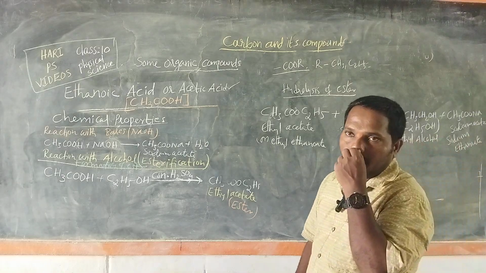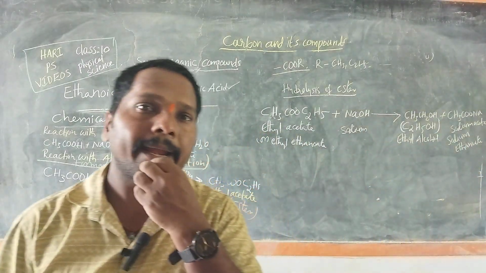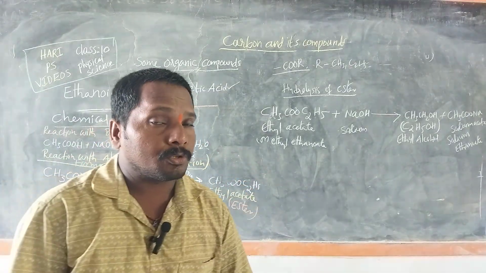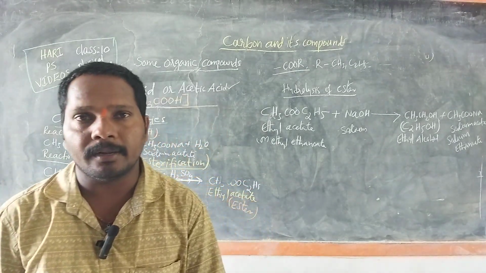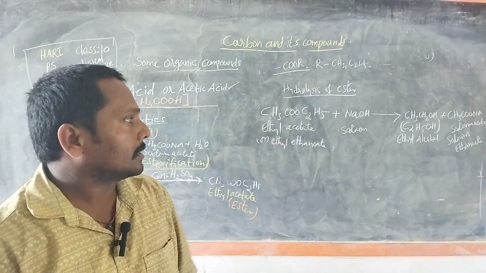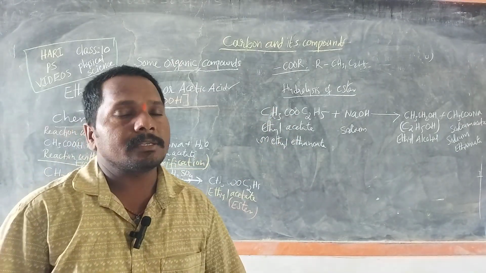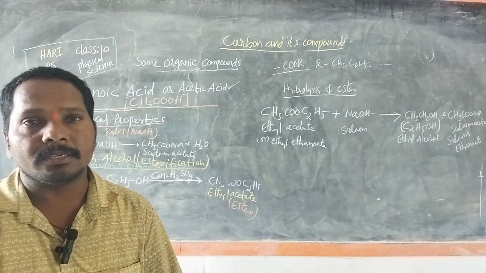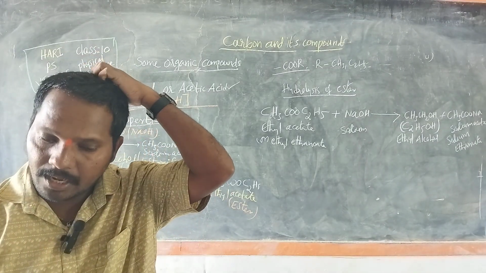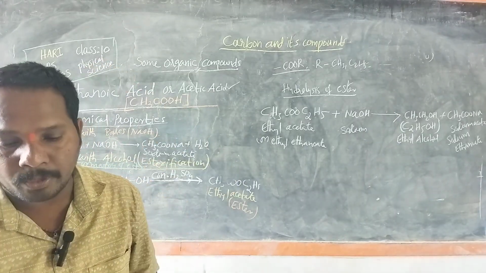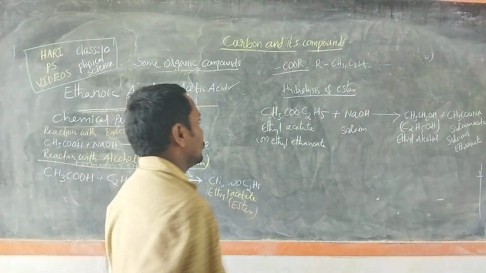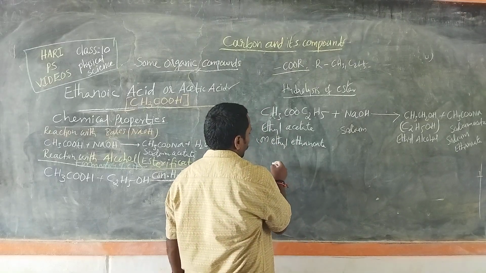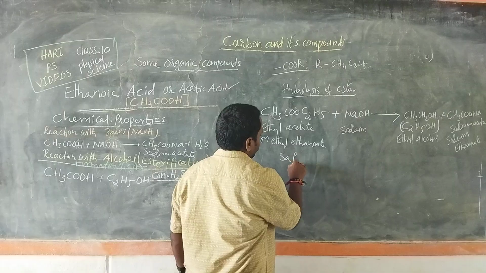So one of the important reactions is when esters are hydrolyzed, when they react with sodium hydroxide, they give back ethyl alcohol and salts of carboxylic acid. So the alkaline hydrolysis of ester is known as saponification. Such a reaction is called saponification.